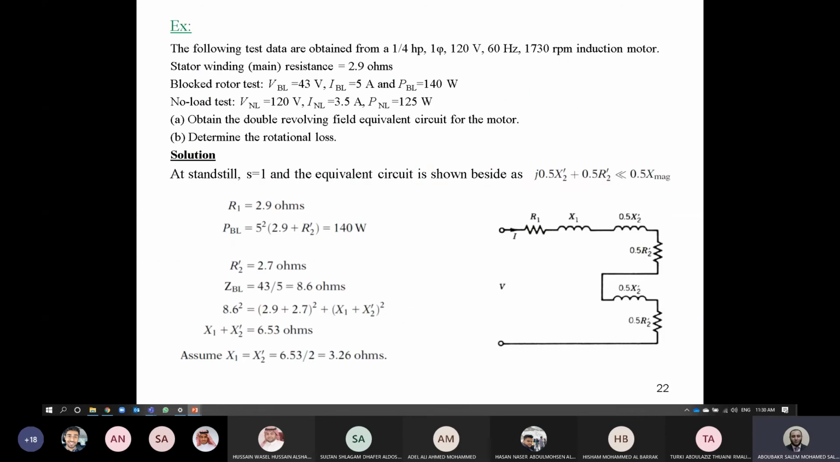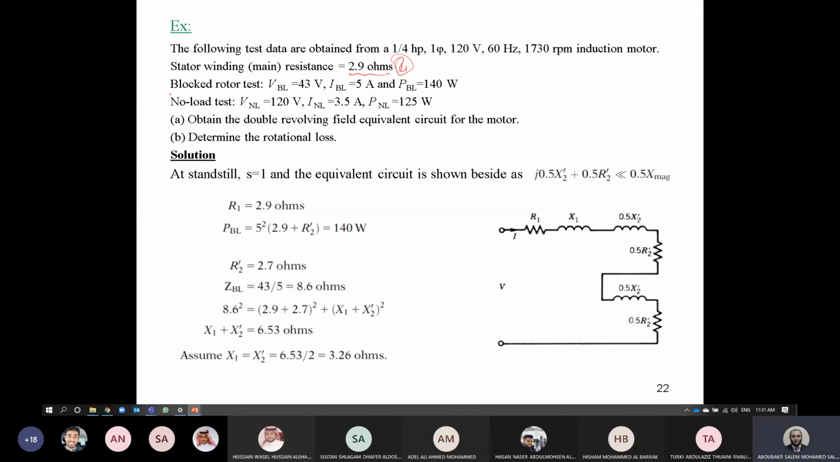Now let's solve an example شباب to understand the operation and the analysis in our motor. The following test data are obtained from 1 quarter horsepower, single phase, 120 volt, 60 hertz, 1730 RPM induction motor. Stator winding equals 2.9 ohms. So this is now the value of R1.